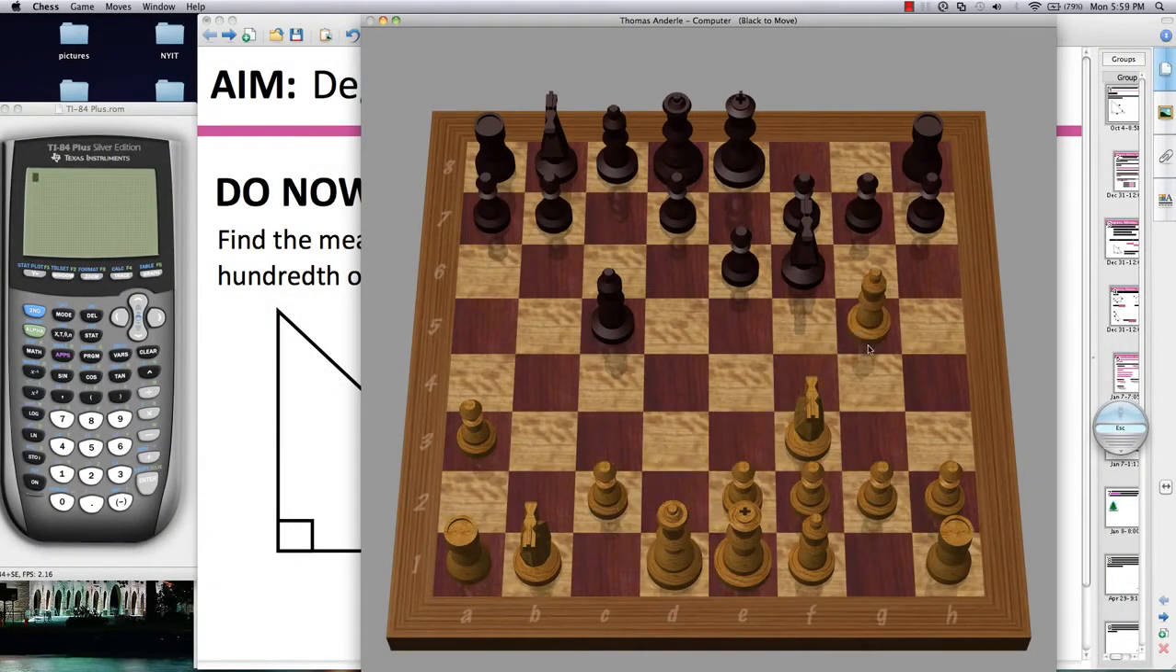Okay, ooh, what's he gonna do? Bishop c5 takes f2. Yes, got him. Oh, man. Knight f6 to e4. Oh, alright, I'll finish this game later.